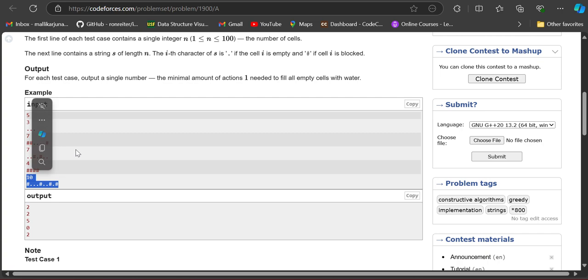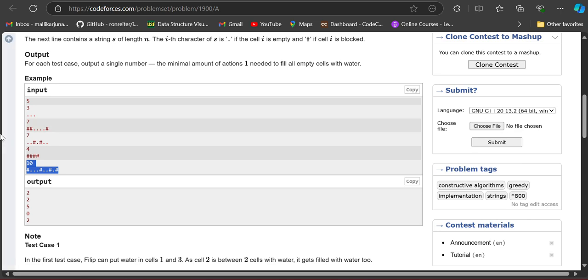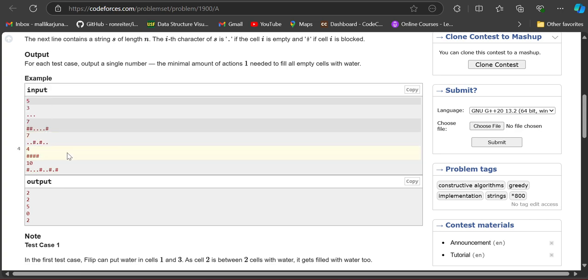Whenever three consecutive empty cells appear, we just have to return two, because we are performing one operation two times whenever three consecutive cells are available. If three consecutive cells are not available, we return how many empty cells are available. If all are blocked, we just return 0. So let's try to solve this.